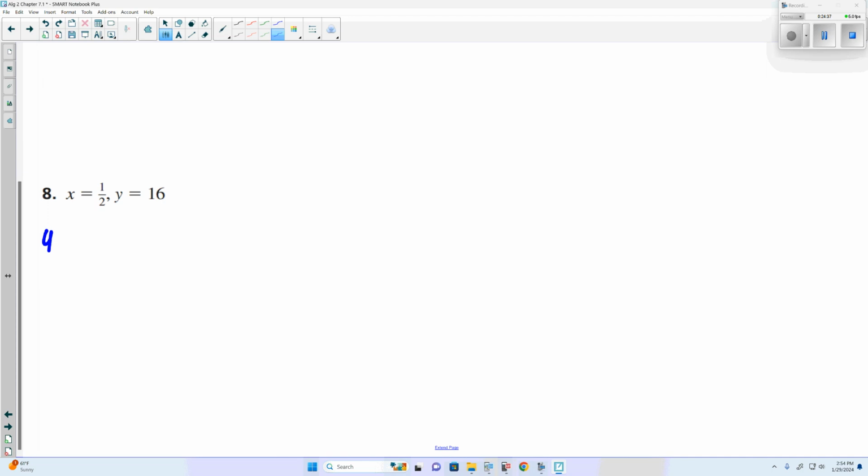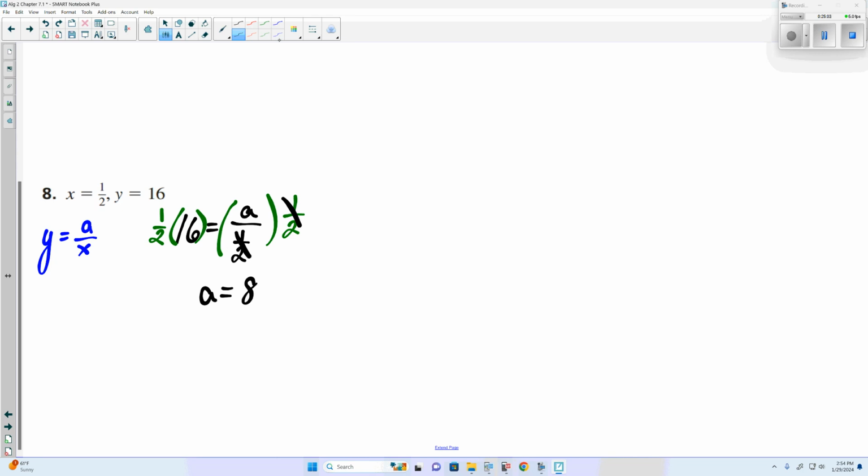So 8, y equals a over x. Now they tell us y is 16 when x is 1/2. So it's going to be 8. We're going to multiply both sides by 1/2. The 1/2 will cancel. And half of 16 is 8. Now we need to find the value of y when x is 2.